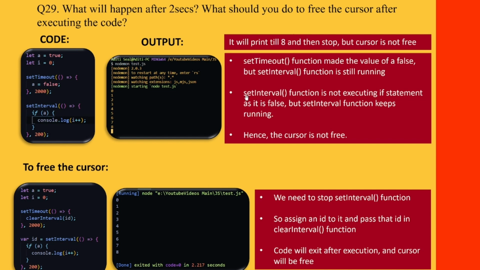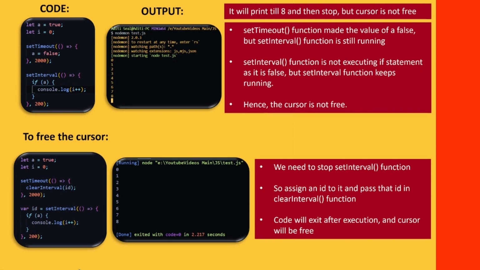Okay, so this is what this second point is saying, that set interval function is not executing the if statement as it is false, but set interval function keeps running. Okay, hence the cursor is not free. Now to free the cursor, let's see what we can do.